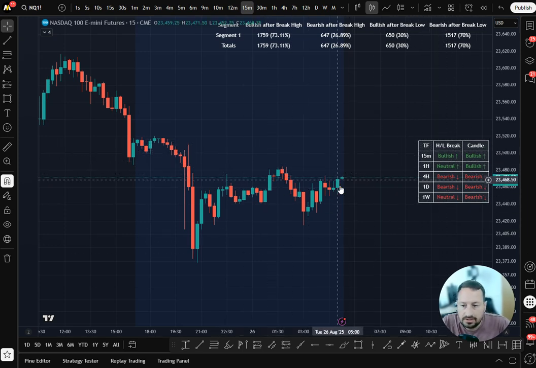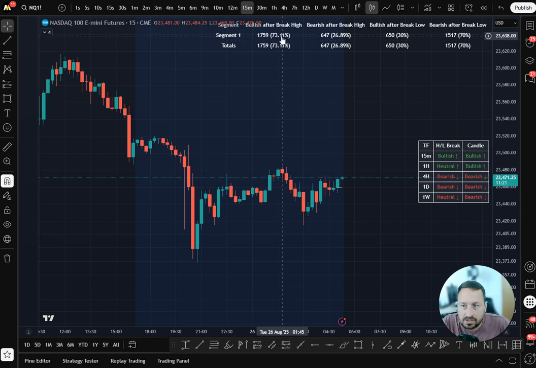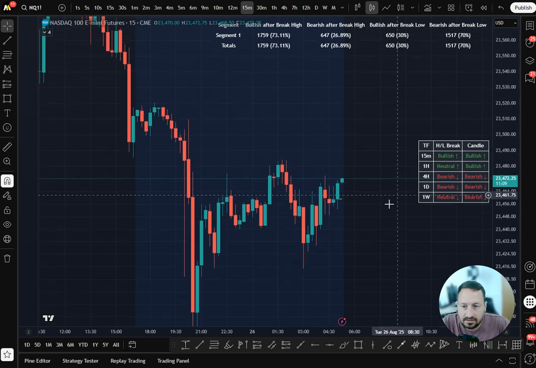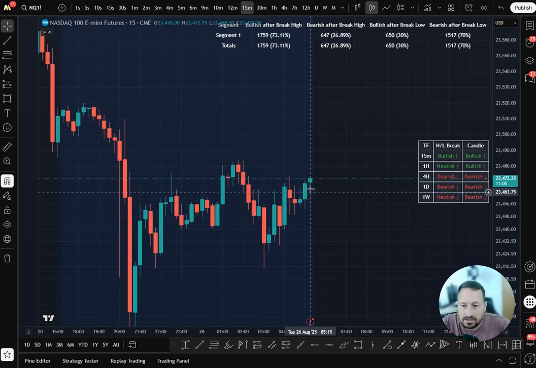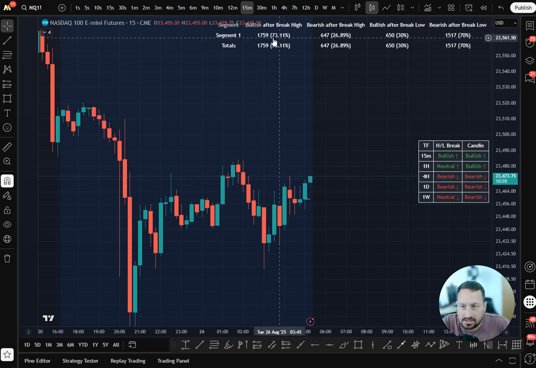Okay, so let's talk about the first element of the indicator, the 70% probability. Up here you can see this table, and what it is doing is calculating the probability of when a candle breaks. This is for an hour. So when we break the previous hour high, what's the probability that that candle then closes bullish? We break the high, did it close bullish?